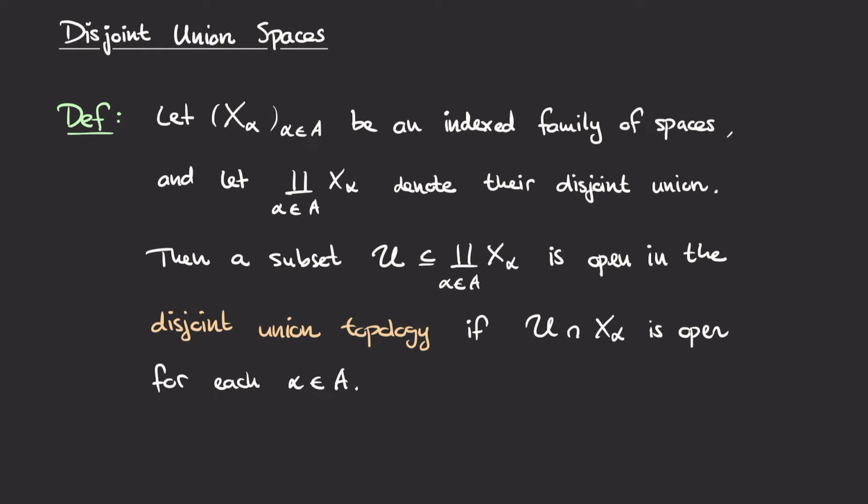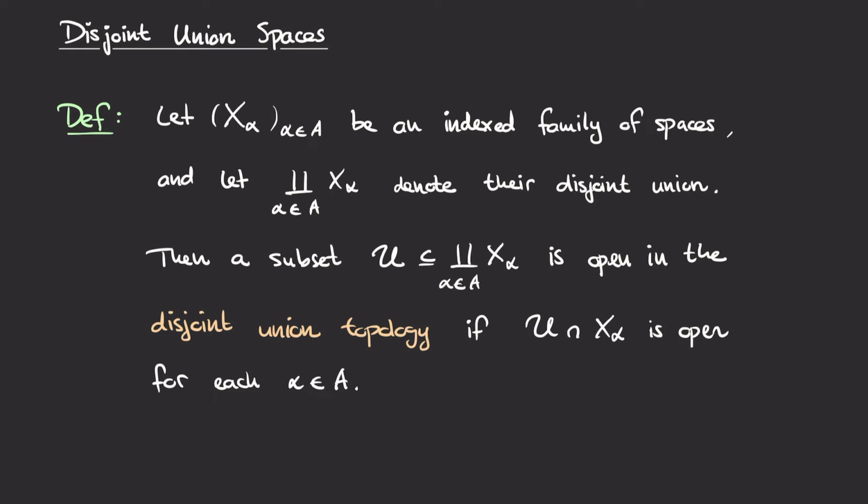The only question that remains is whether declaring such subsets to be open actually makes the resulting collection a topology. And luckily this is the case, as you can check. Essentially the reason this works is because each of the X_alphas is a topological space, and also we have a compatibility between intersections and unions.